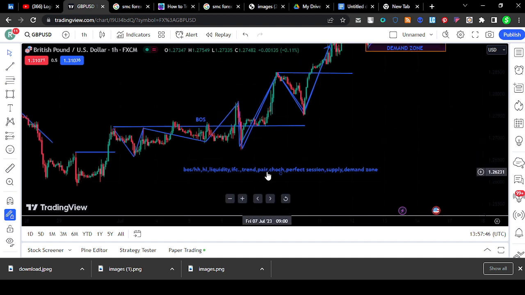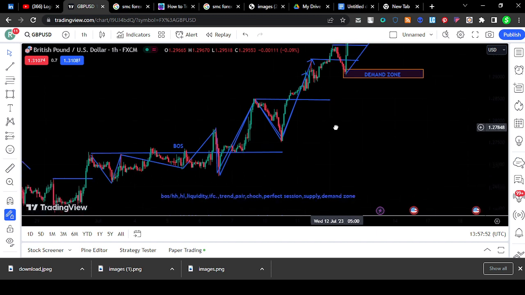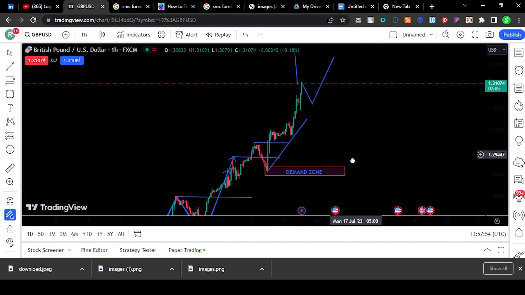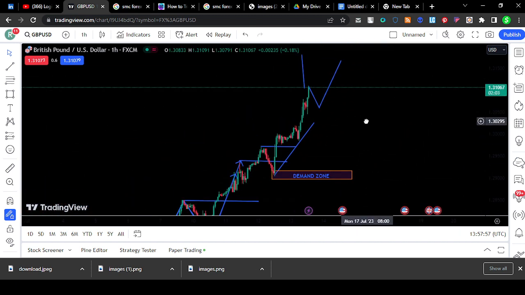If you know these, or if you practice these steps, I think your trading will be more accurate.